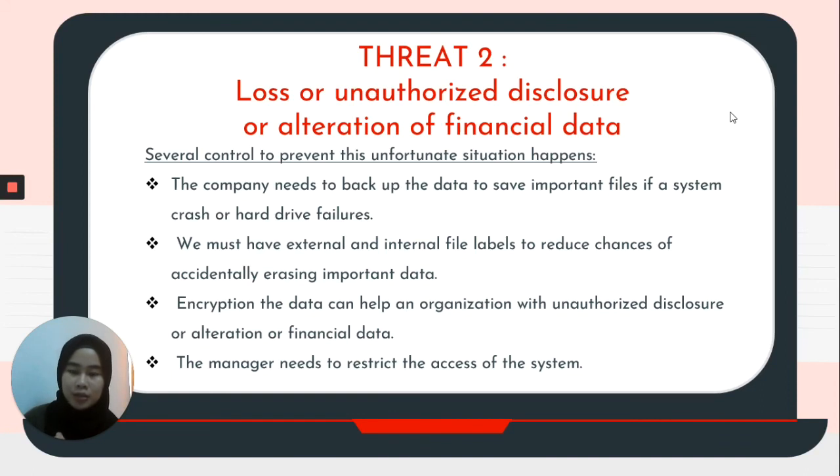Okay, the first control is that the company needs to back up the data to save important files in case of a system crash or a hard drive failure. It is very important to back up the data, so if the data has gone missing, we can recover it. So we don't have to worry if we back up the data.